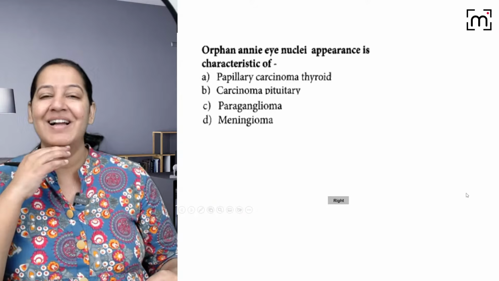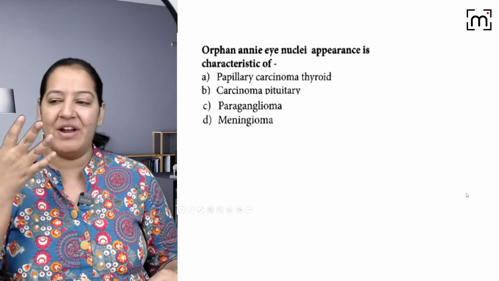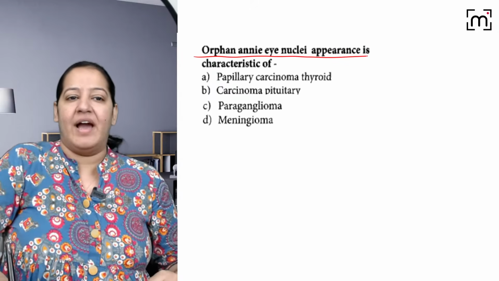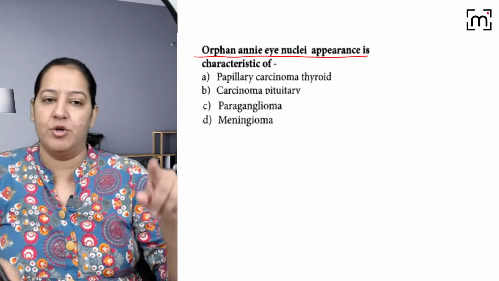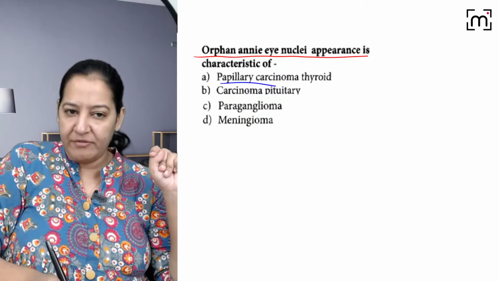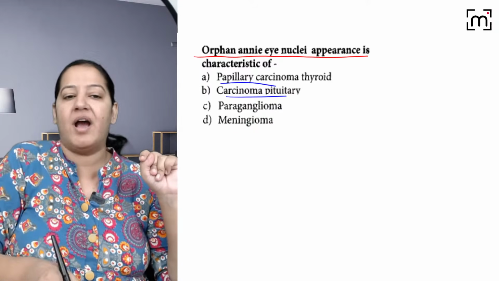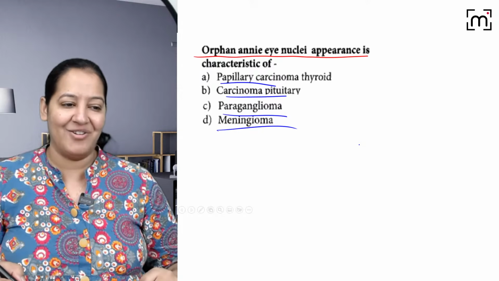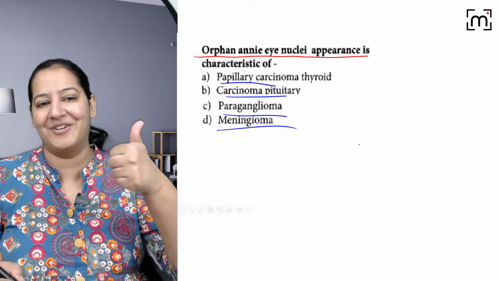Yes, you all are right. Can you tell me the next question? I guess everyone will be right. The Orphan Annie eye nuclei is a characteristic feature of which carcinoma? Is it papillary carcinoma of thyroid, pituitary carcinoma, paraganglioma or meningioma? I guess everyone is right. Yes, Gajanan, Gaurav, Pinky, Talim, Osama, very good, great.